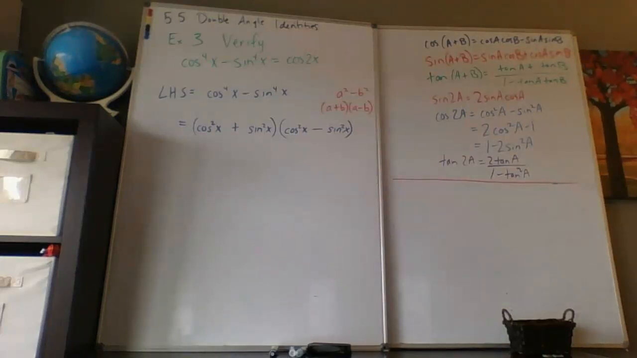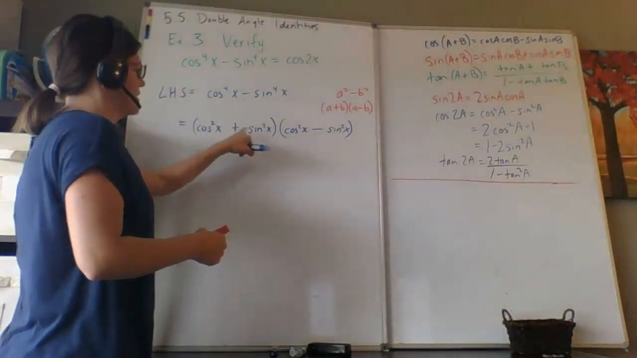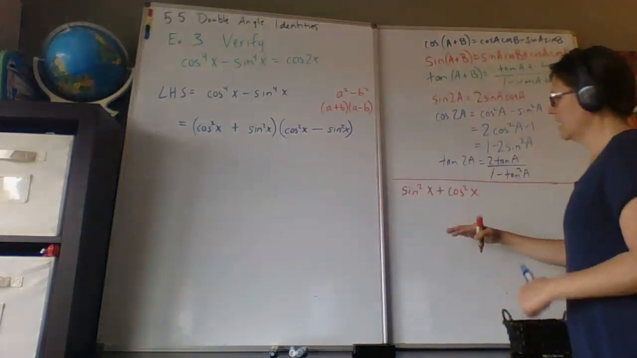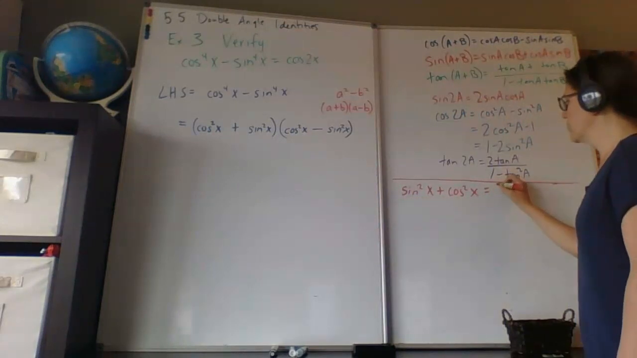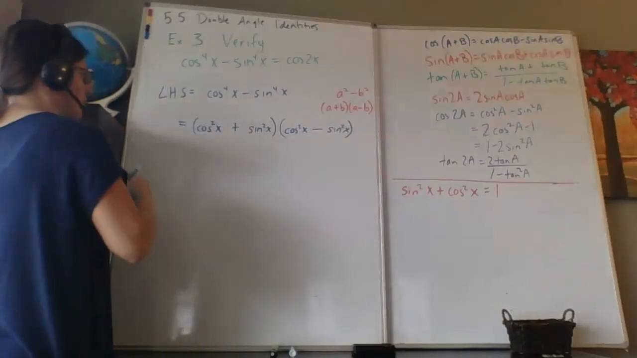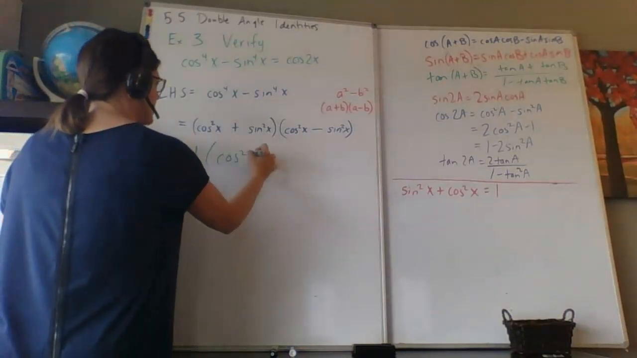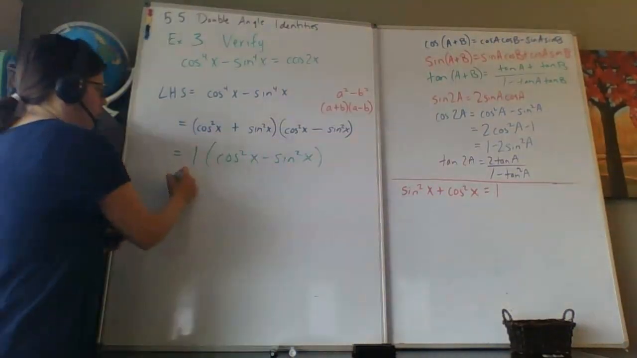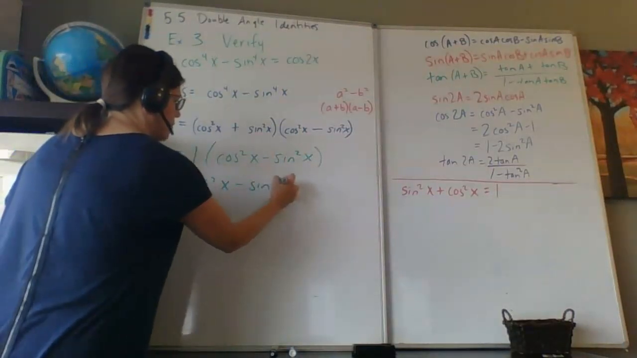Something should look familiar. We have ourselves a cosine squared x plus sine squared x. We have an identity that says sine squared x plus cosine squared x always will equal 1. Therefore, we get just 1 times cosine squared x minus sine squared x, or cosine squared x minus sine squared x, since we're just multiplying by 1.